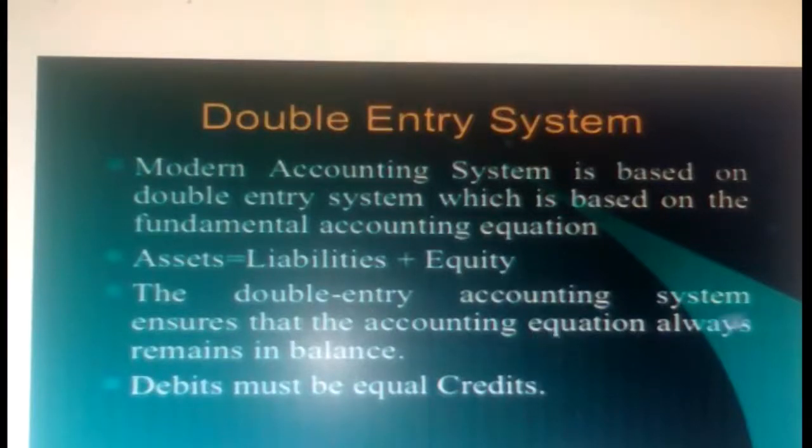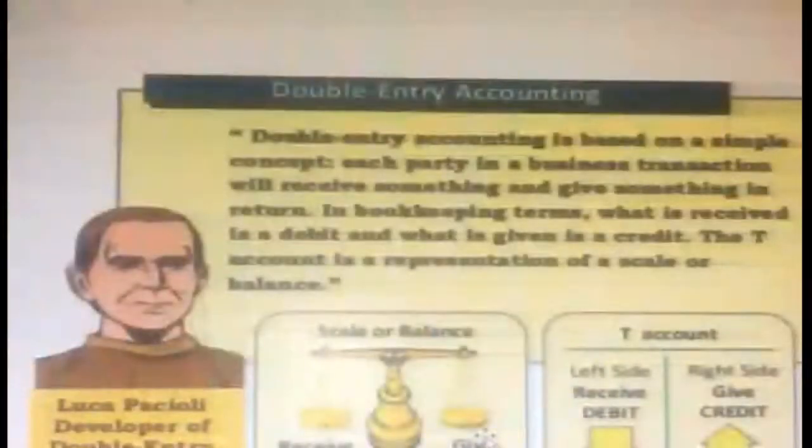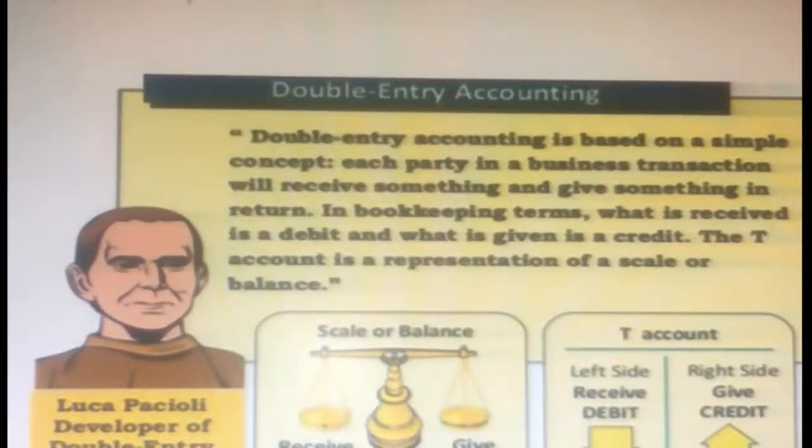The double entry accounting system ensures that the accounting equation always remains in balance, correct? So debits must be equal to credits. As you know, we already discussed in the first class who introduced double entry accounting: Luca Pacioli, the developer of double entry accounting, the father of accounting. Double entry accounting is based on a simple concept: each party in a business transaction will receive something and give something in return. So in bookkeeping terms, what is received is a debit and what is given is a credit.